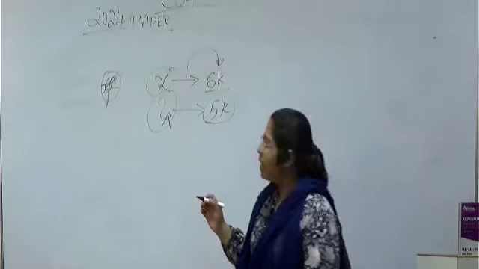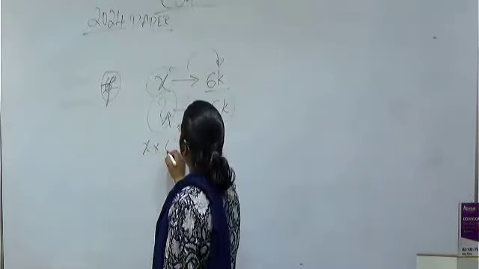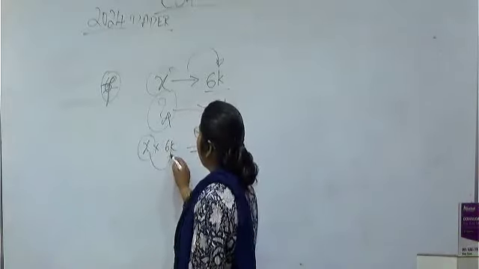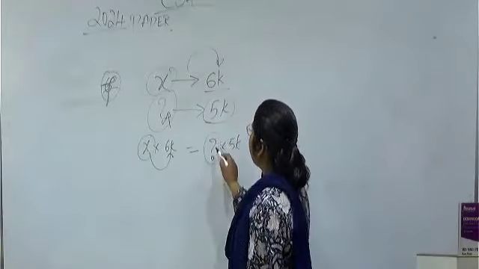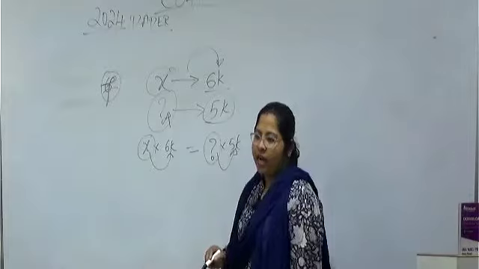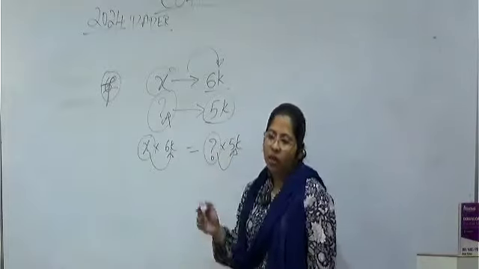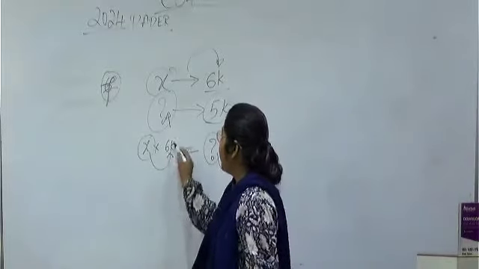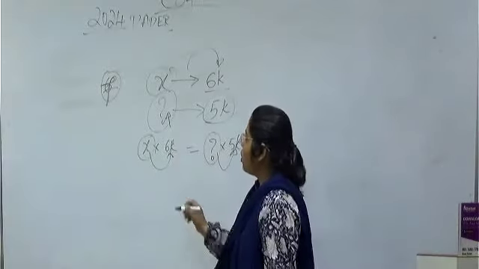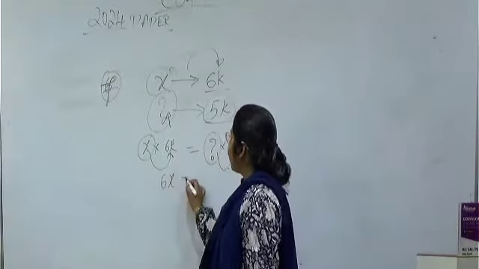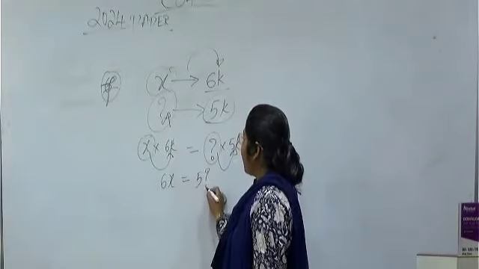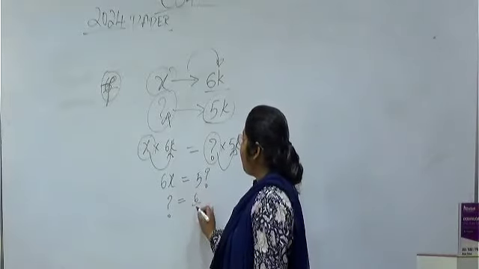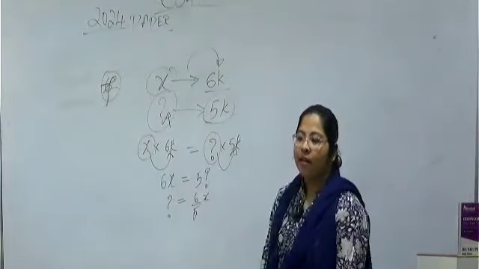What you can do, you can write it like this: X into 6K is equal to question mark into 5K. When these X people will do the work in 6K days, then this question mark people will do the same work in 5K days. Now figure out the equation between the question mark and X. What will you get? K you can cancel. Yes or no? Can you cancel K? 6X is equal to 5 question mark. Question mark is equal to 6 by 5 X.